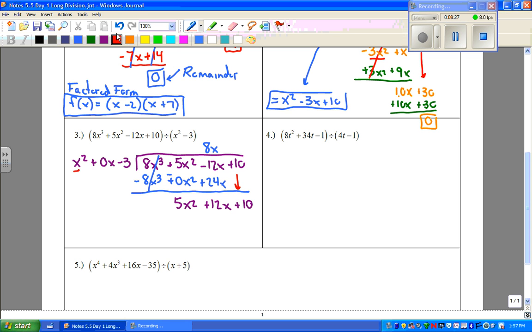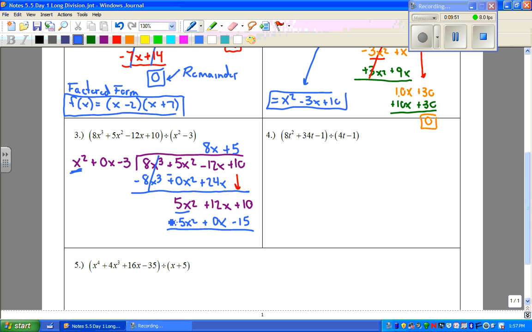Now, what would we have to multiply this by to get this? Well, we'd have to multiply it by a positive 5. So I'm going to put plus 5 up here. And when you multiply all that out, you get plus 5x squared. You get plus 0x. And you get a minus 15.